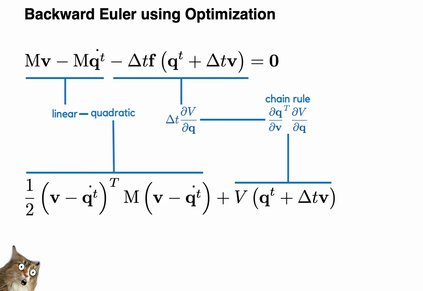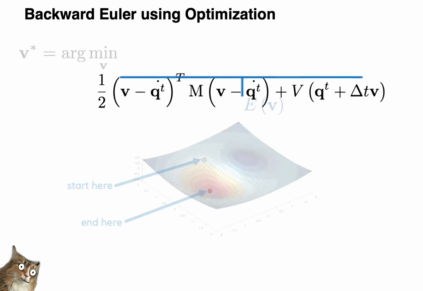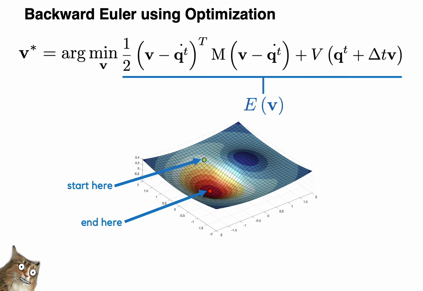Now, armed with this energy function, we can re-express finding an appropriate Backward-Euler velocity update as minimizing this new energy. Here our optimal velocities, v star, are our generalized velocities, our q dots at time t plus 1. Typically, we will have some initial guess for v, and now our goal is to find a way to get from that initial guess to a local minimum of this energy function.